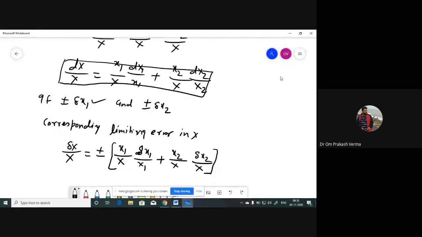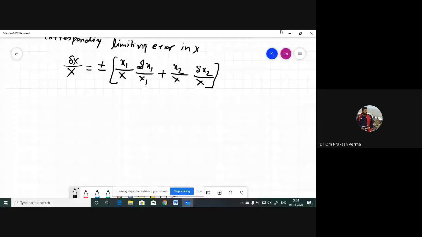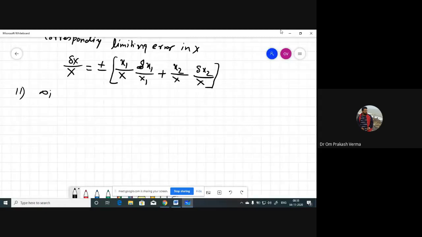In a similar way, let's say we have the next parameter like this one: the difference of two quantities.